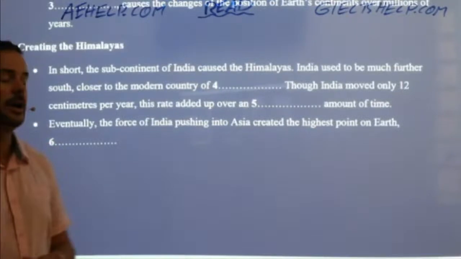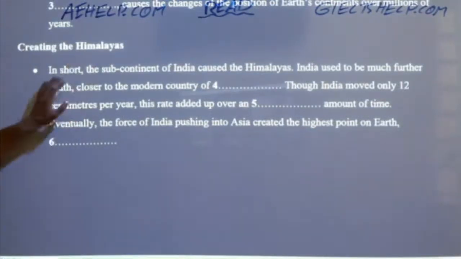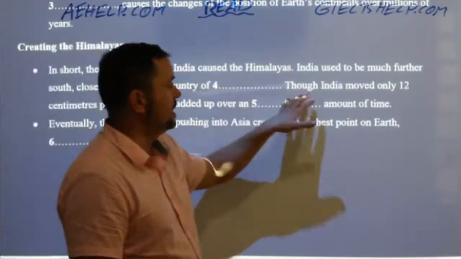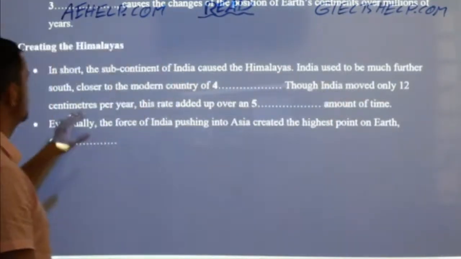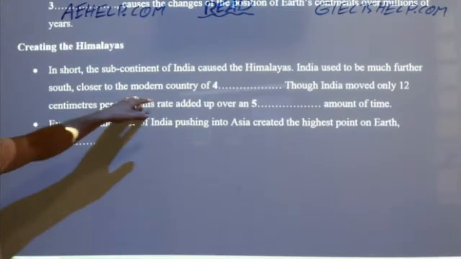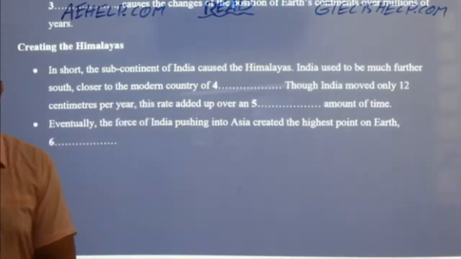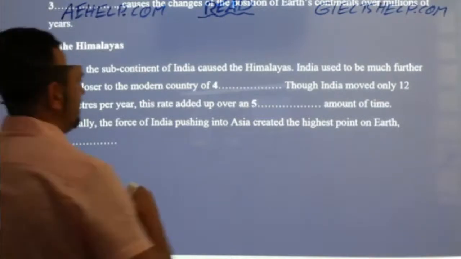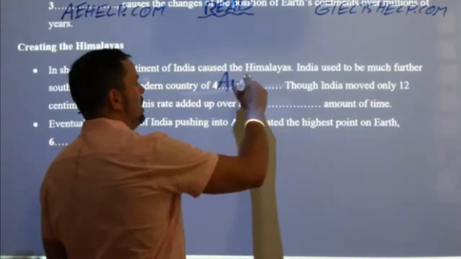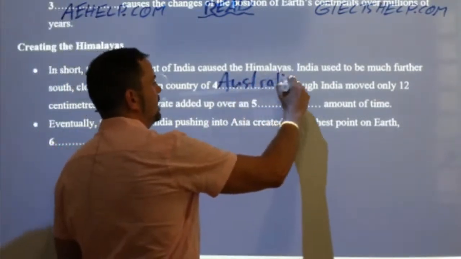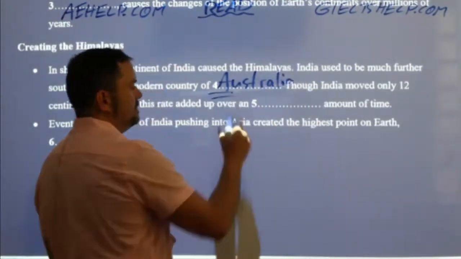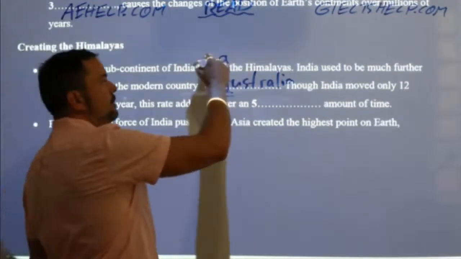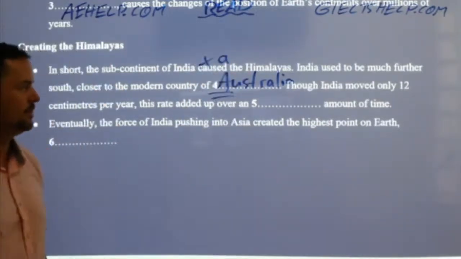All right, so here we go. Creating the Himalayas. In short, the subcontinent of India caused the Himalayas. India used to be much further south, closer to the modern country of, and I saw Real Diamond, Mitab, Raghav, and many others say that. That was Australia. Australia it is. Make sure that's a big A. It's the name of a country. Okay. You write a small A, ba-boom, you just got that wrong, even though you had the right idea.